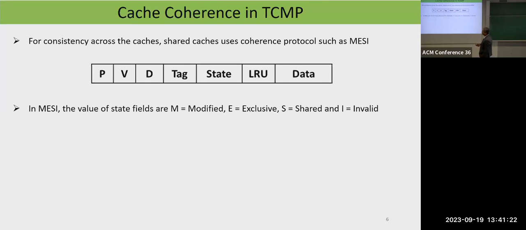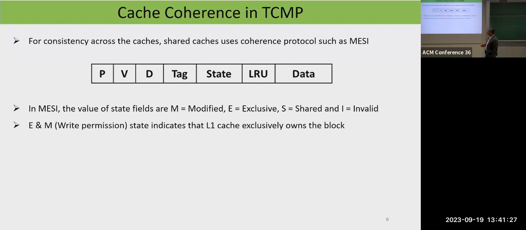Now in the MESI protocol, the values of the state field are M, E, S, and I that I already mentioned. Now there is something very specific about E and M. E means this block is exclusively kept by only one L1 cache, so that has the value. It's only for reading purposes. But M means somebody has kept the block in a modified state.